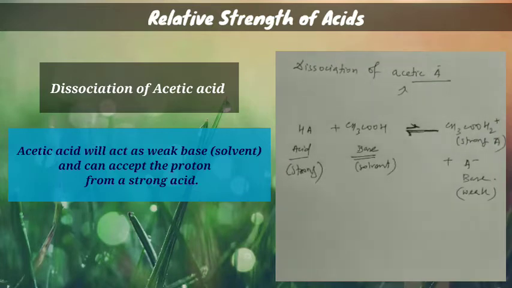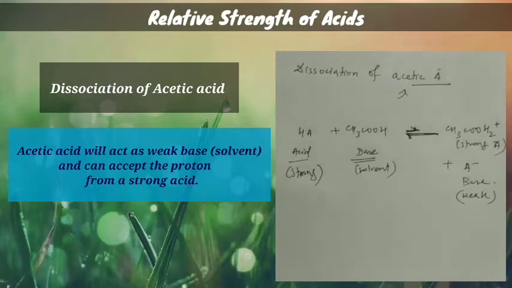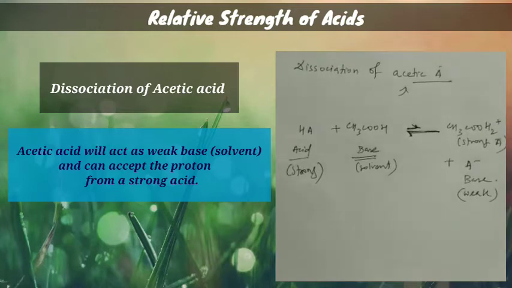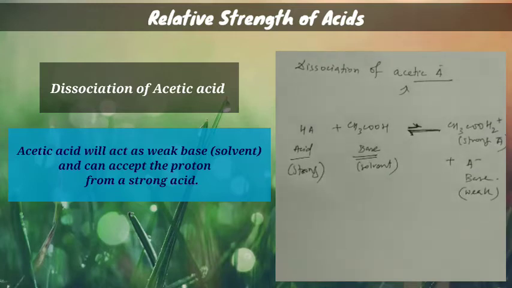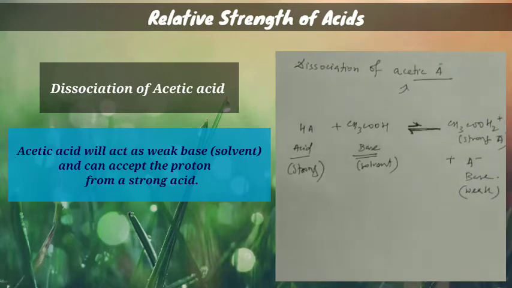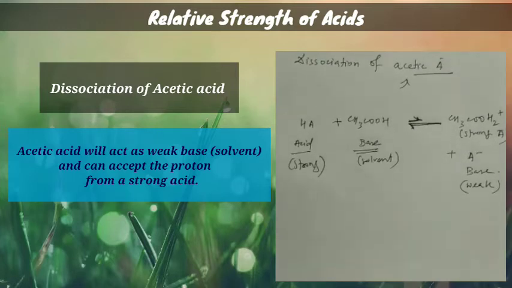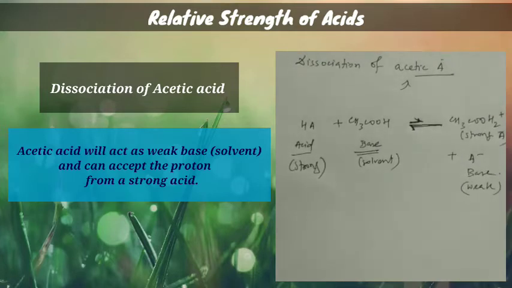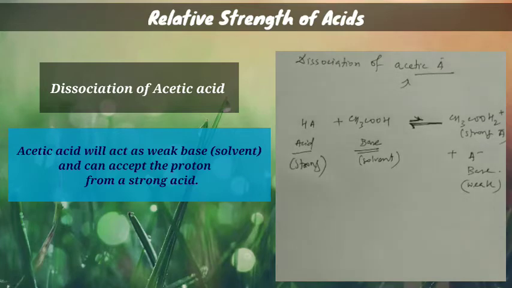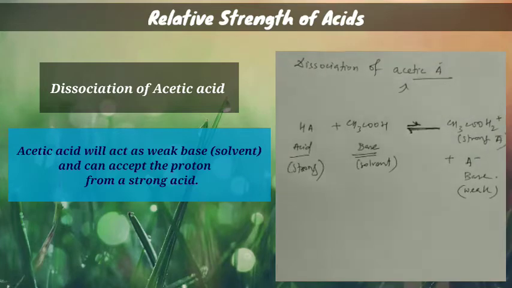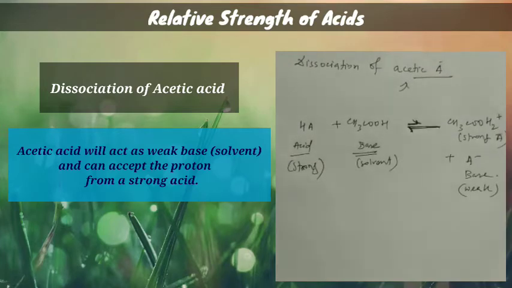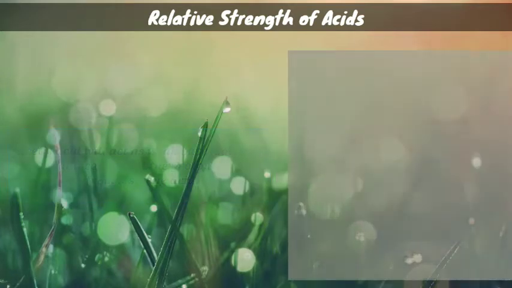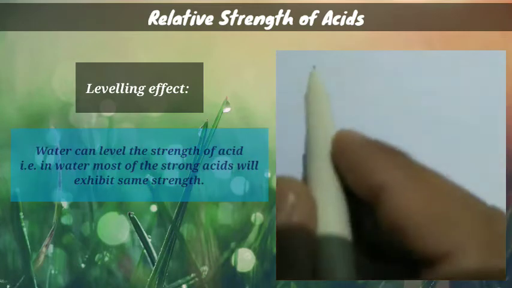And always remember that for strong acid or strong base, we cannot use the equilibrium concept, because there will be no reversible reaction; only a one-directional reaction will be observed in the case of strong acids or strong bases. So when we are talking about ionic equilibrium, we have to consider weak acids and weak bases. Now let us discuss a new important topic.